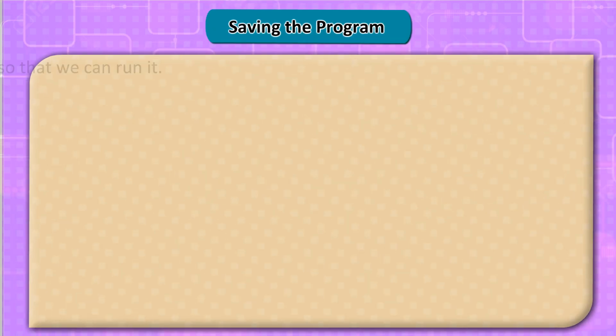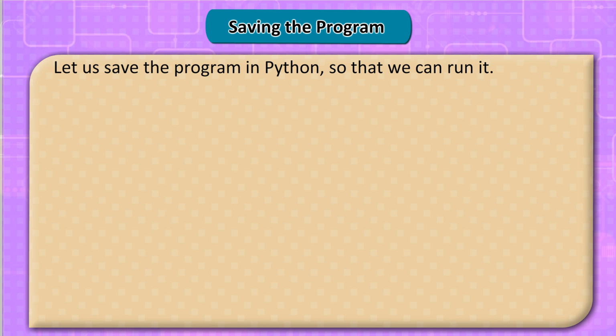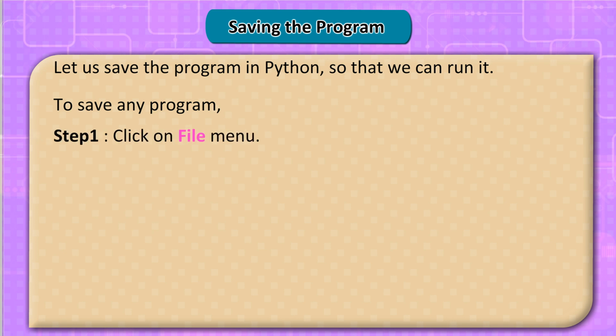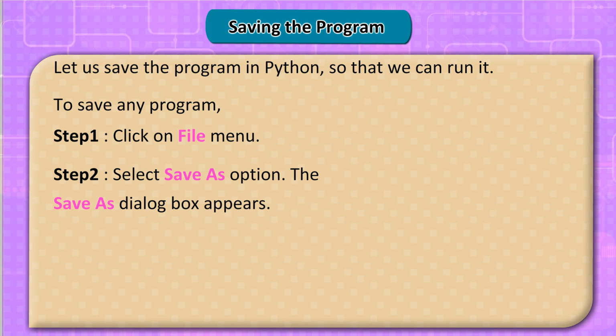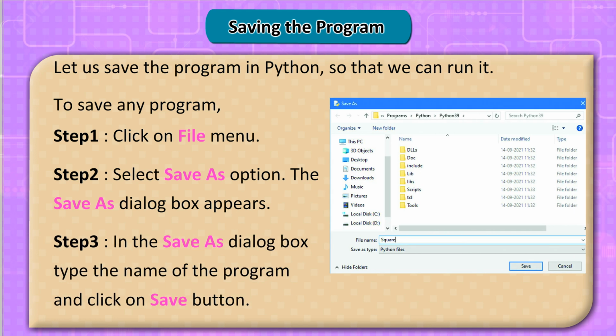Saving the program. Let us save the program in Python, so that we can run it. To save any program: Step 1, click on File menu. Step 2, select Save As option. The Save As dialog box appears. Step 3, in the Save As dialog box, type the name of the program and click on Save button.